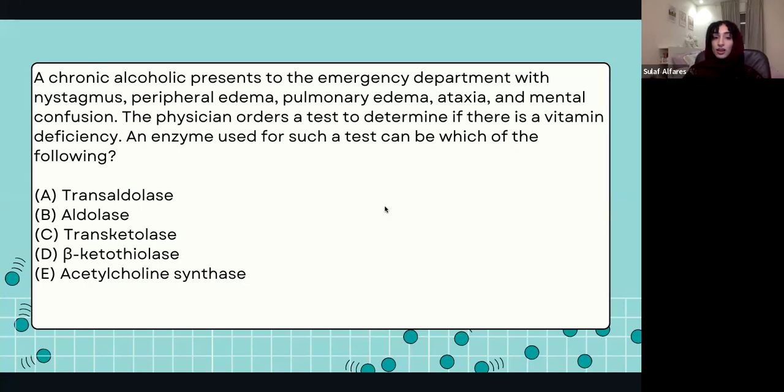A chronic alcoholic presents to the emergency department with nystagmus, peripheral edema, pulmonary edema, ataxia, and mental confusion. The physician orders a test to determine if there is a vitamin deficiency. An enzyme used for such a test can be which of the following?